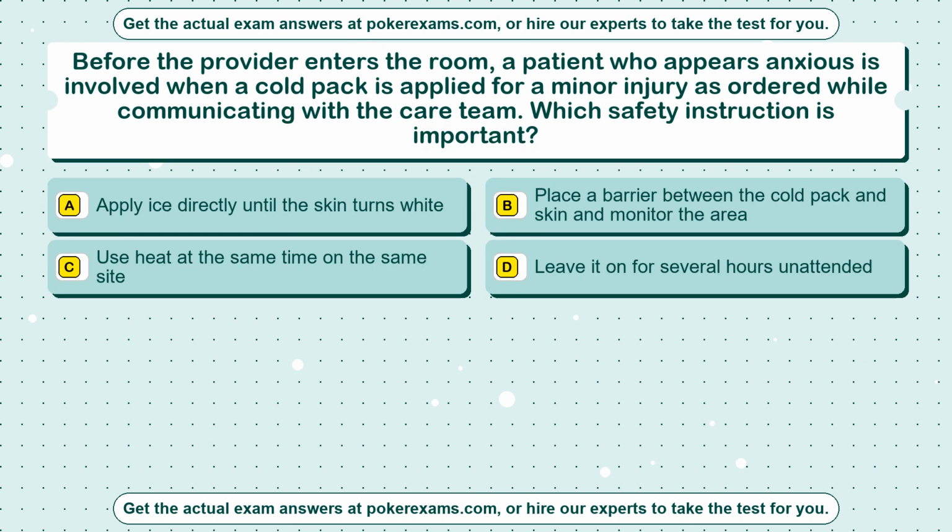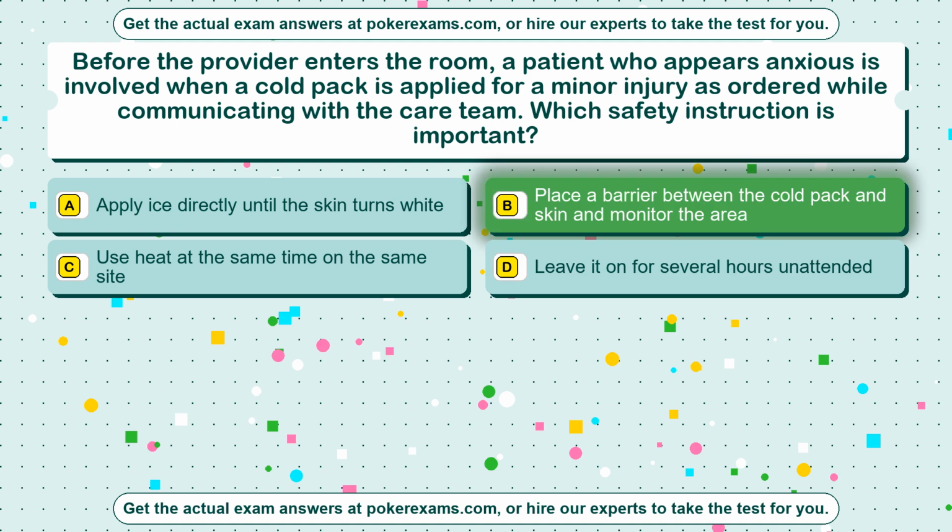Question 80. Before the provider enters the room, a patient who appears anxious is involved when a cold pack is applied for a minor injury as ordered while communicating with the care team. Which safety instruction is important? Option A, apply ice directly until the skin turns white. Option B, place a barrier between the cold pack and skin and monitor the area. Option C, use heat at the same time on the same site. Option D, leave it on for several hours unattended. The correct answer is option B. Place a barrier between the cold pack and skin and monitor the area.